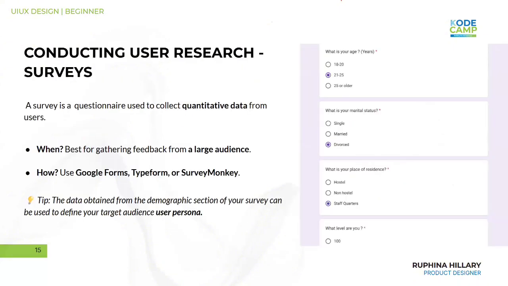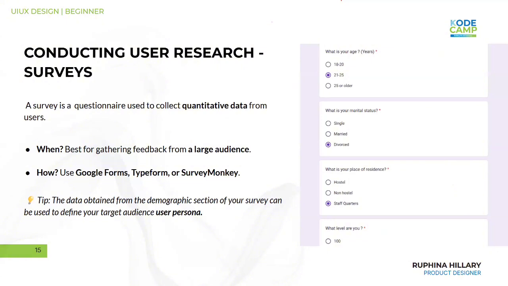So a survey is a questionnaire used to collect quantitative data from users. We already know this is quantitative. When you say quantitative, it means numbers. So we are thinking in large numbers. We want to get information in large quantities because hearing something from one user does not mean it's a general problem. But when you're hearing it from 10 users, 20 users, 200 users, it means that that's a very, very core problem that you should be solving.